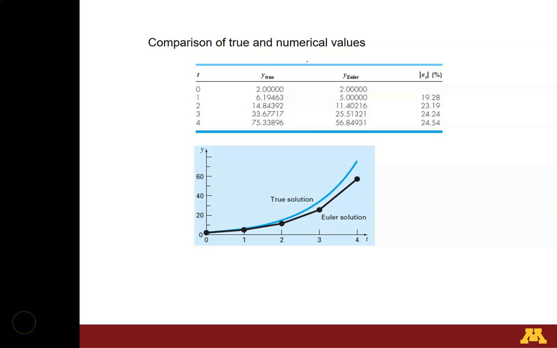Here is the difference between the true value and the y value of the Euler method. You can see the difference. This is the percentage of difference. The errors are very large, right, between the true value and the Euler method value. And look at the chart. Quite different. This is because the Euler method only has first order accuracy. And also the step in this example is 1, which is very large.